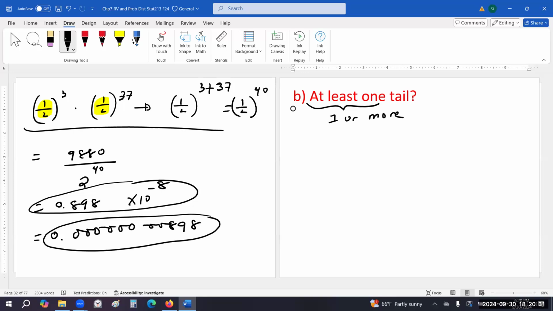You can, but you can actually find it an even easier way. Because even with summation, unless you have a graphing calculator or something, you cannot do it. You have to find the sum 40 times. Complement. So see, complement is helpful here. So at least one tail. What is this complement? 1 minus what? No tail. And what does no tail mean? If you have no tail, how many heads are you having? All 40, right?